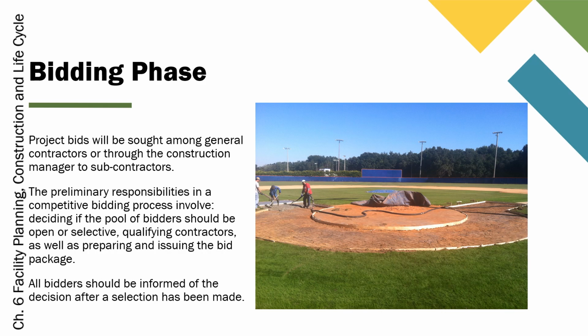In a competitive bidding process, contractors or a construction manager seeks bids from either general contractors or subcontractors, depending on the project structure. The goal is to select the best contractor to execute the project, ensuring that the terms align with the owner's expectations and budget. Here's a breakdown of the preliminary responsibilities involved in this process. First, you have to decide on the type of bidding pool.